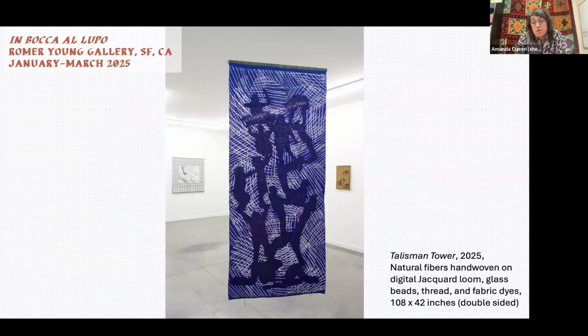We'll start with a recent show from about this time last year. In Bocca al Lupo is the name of the show, at Romo Gallery in San Francisco. And this piece is called Talisman Tower, 2025. Natural fibers hand-woven on TC2 loom, glass beads, thread, and fabric dyes. It's double-sided. This show, it's a solo show, and the name of it comes from the Italian idiom meaning good luck. More directly, go into the mouth of the wolf.